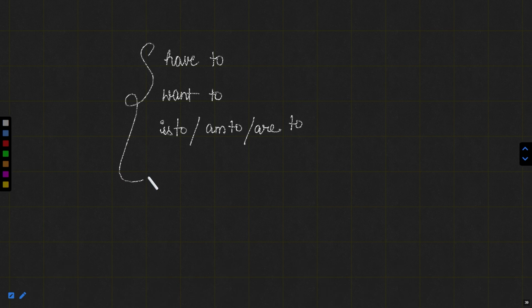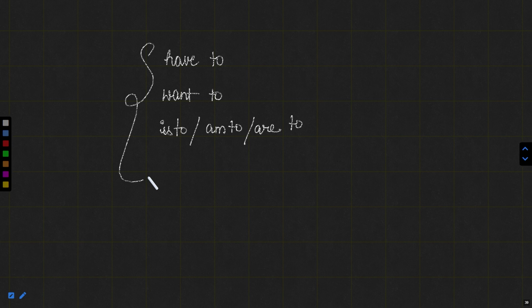Suppose I say, I have to do this work. It means this is my compulsion. There is compulsion that I have to do this work. Let's say that this is just a compulsion. Maybe I don't want to do that, but I have to do it just because this is necessity, or this has to be done by me. So I have to go there. I have to complete the project on time. I have to take these lectures. So have to is just showing the compulsion, not your desire.